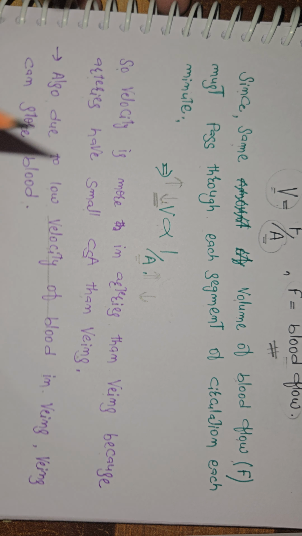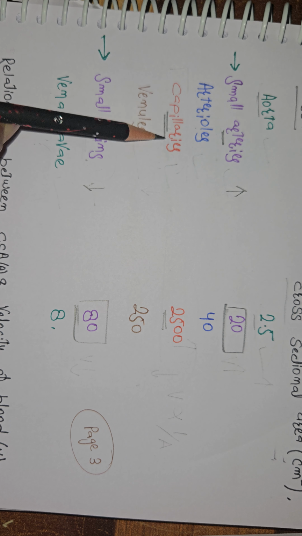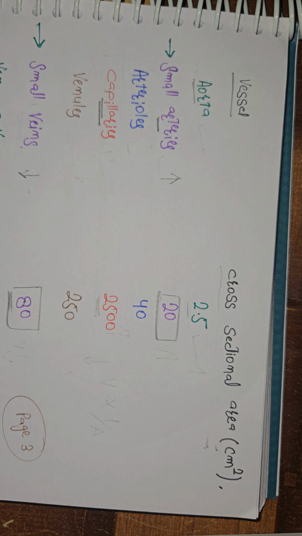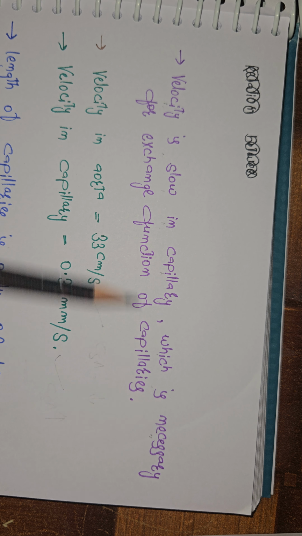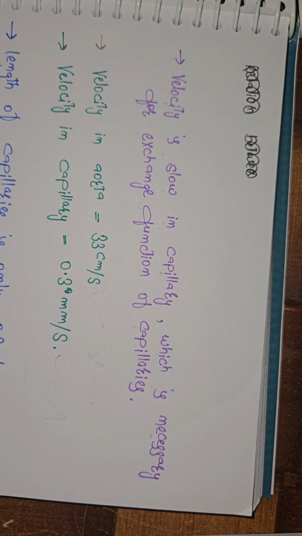Now from this table, as we can see, the cross-sectional area of capillaries is very high, 2500 centimeter square, which implies velocity will be very less in capillaries. Velocity is slow in capillary, which is necessary for the exchange function of capillary. We previously studied that capillaries are known as exchange vessels. Why? Because they exchange materials between blood and interstitial fluid. So to maintain the function of exchange, velocity is very slow in capillaries because cross-sectional area is very high.